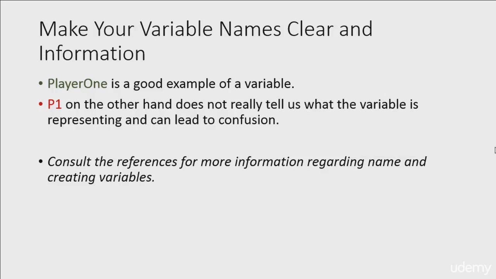To sum this lesson up, I want to mention that it is important that you make your variable names clear, informative, and easy to understand. For example, player1 is a better choice for a variable instead of p1. Player1 clearly tells us what our variable is about. P1 could be confusing if somebody else was to use your code, or if it's been a long time since you've used this piece of code and you just forgot what p1 was referencing.